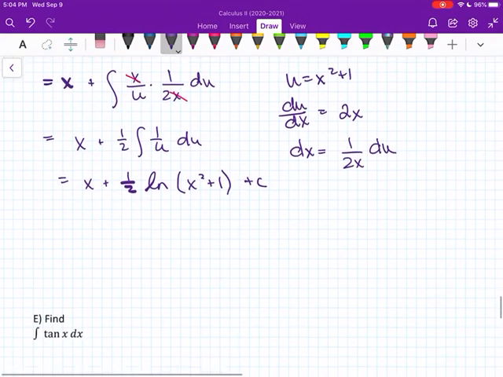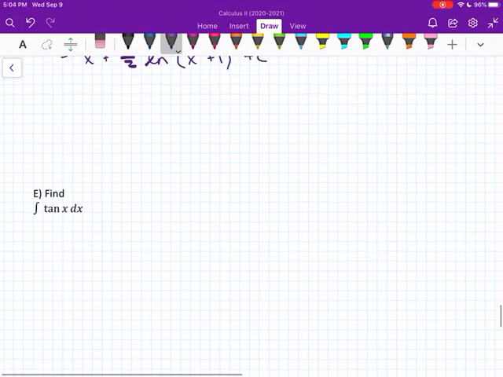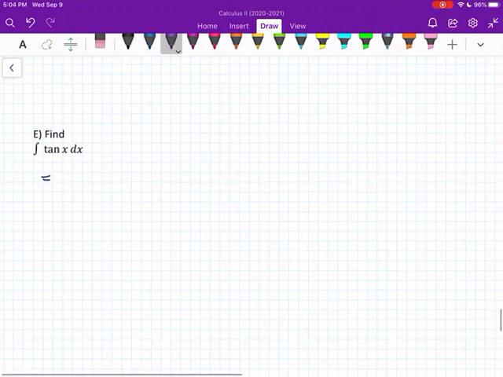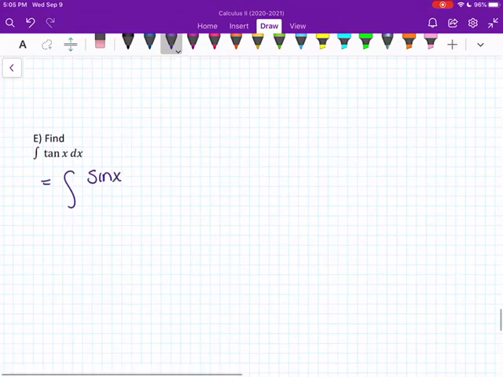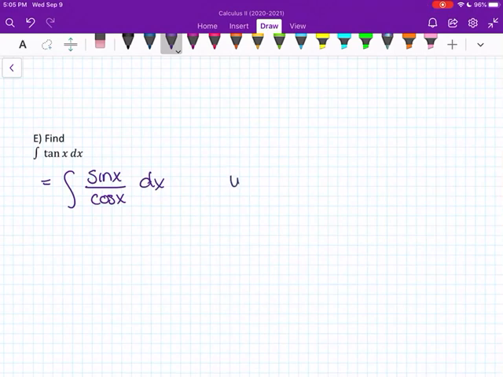And our last example is finding the integral of tangent of x dx. So for this one, I know that tangent is sine over cosine, and I know both derivatives and antiderivatives of sine and cosine, so I'm going to use my trig identity. And I'm going to say this is the same thing as the integral of sine x over cosine x dx. And then if I let u equal cosine x, then du dx is going to equal negative sine x.